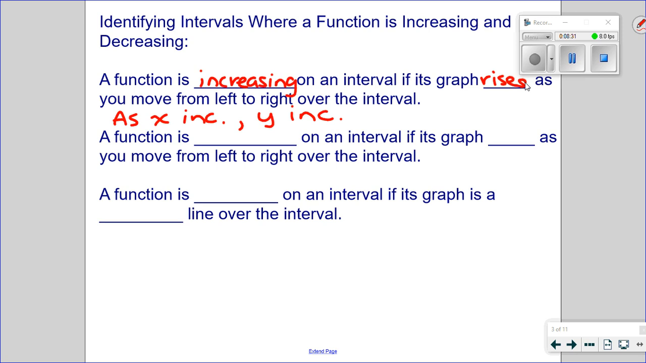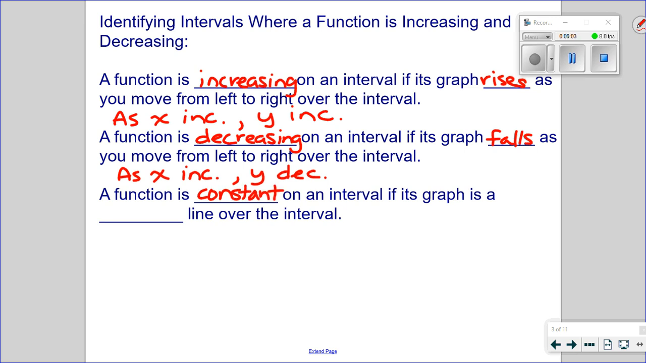Okay, a function is decreasing on an interval if its graph falls as you move from left to right over the interval. So again, what we're saying is, as x increases, y decreases. All right, and then a function is constant on an interval if its graph is a horizontal line over the interval.